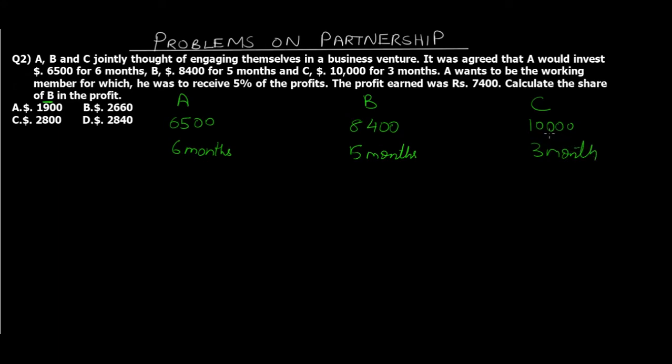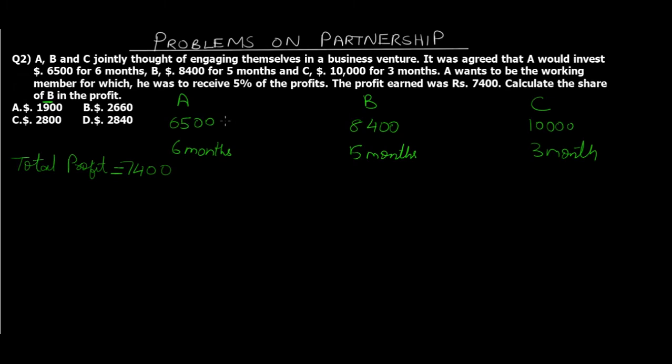So this is the data we have, and we also know that A wants 5% profit extra out of the total profit because he wants to be the working member who is going to manage the entire business, and we know the total profit is 7,400. So just write down: total profit is 7,400.